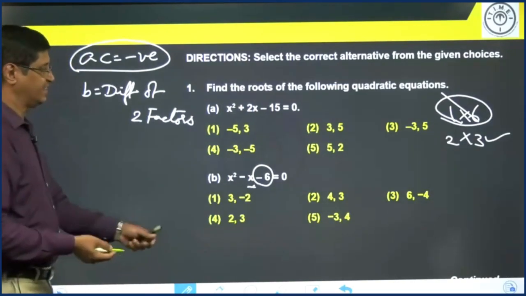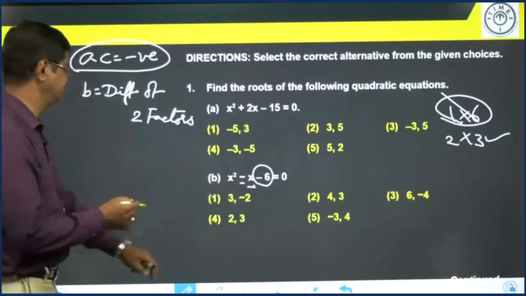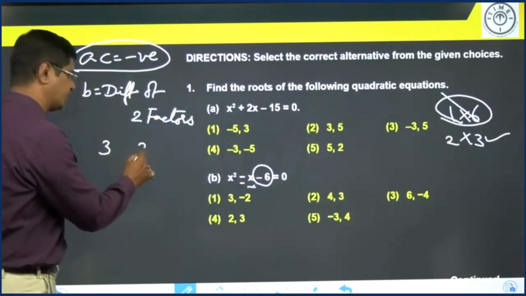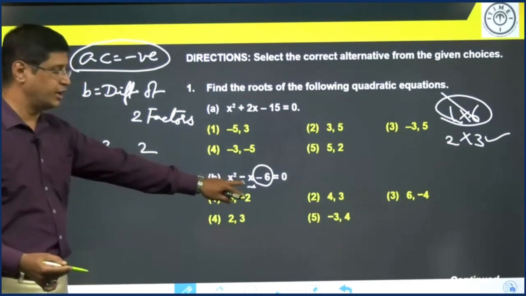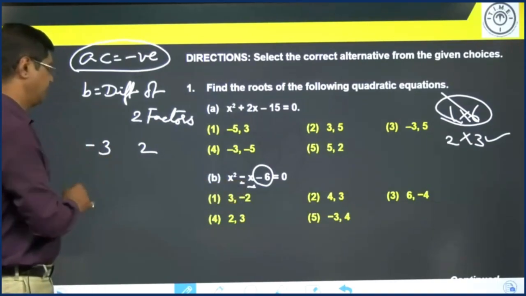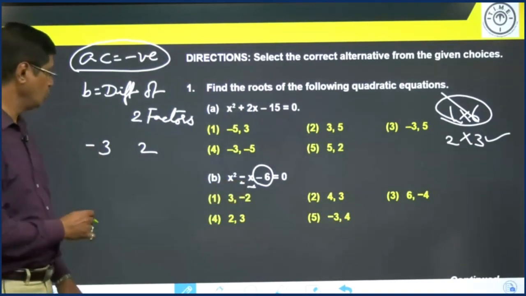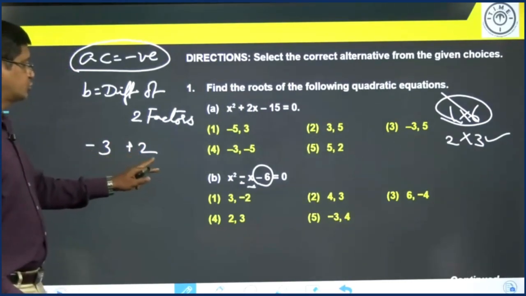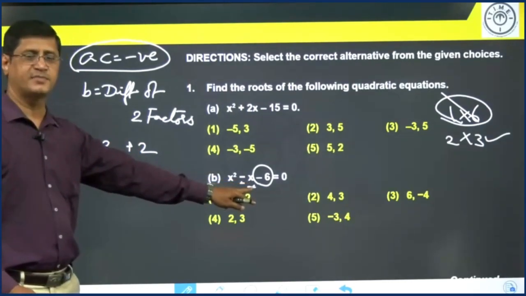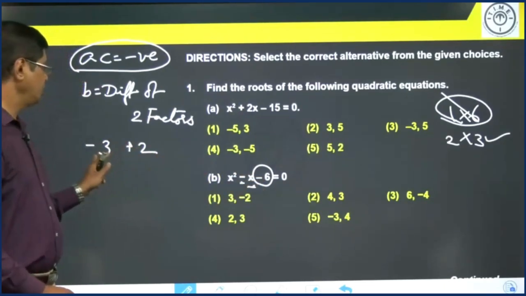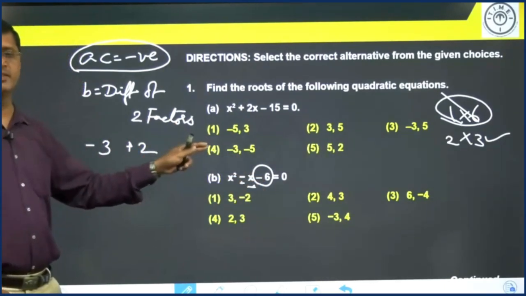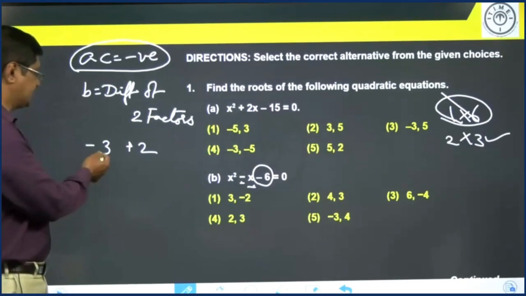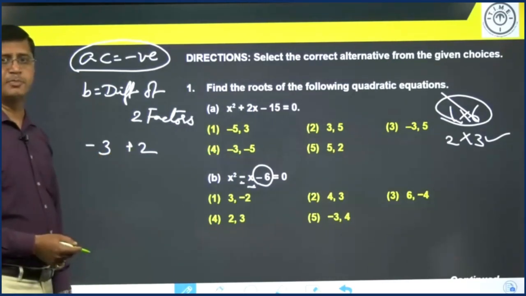Then what are the signs? Here it is a negative sign. 3 and 2 are the factors. The sign is negative, which means the larger factor's sign will be negative and the other one will be positive. So minus 3 plus 2 is equal to minus x, and 2 into 3, that is 6, plus into minus, minus. The factors are minus 3 and plus 2.